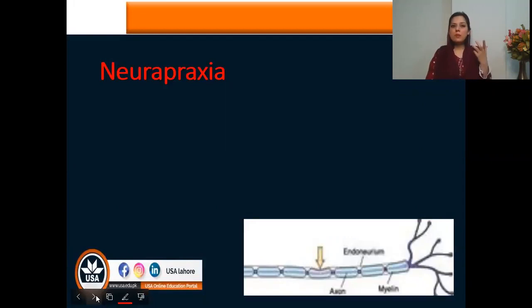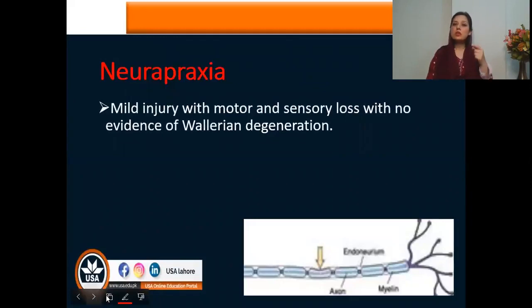Let me tell you about neuropraxia in detail: what it is, why it happens, and what effects you get after neuropraxia. Basically, neuropraxia is due to a mild nerve injury. We categorize nerve injuries according to severity, and neuropraxia is a mild injury with motor and sensory loss with no evidence of Wallerian degeneration. Wallerian degeneration is a process that results when a nerve fiber is cut or crushed. So in neuropraxia, there is no Wallerian degeneration.